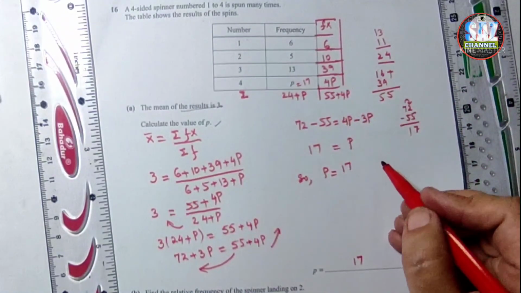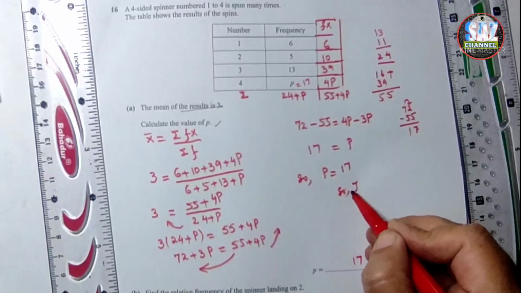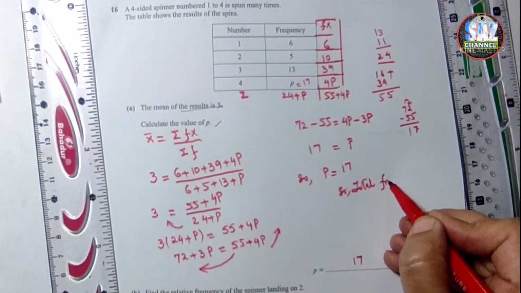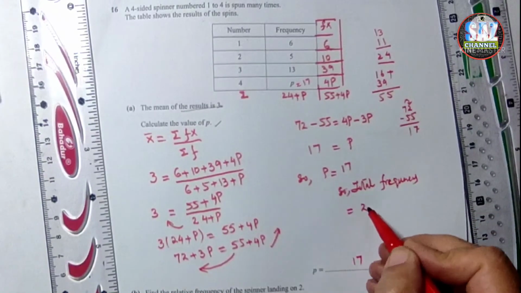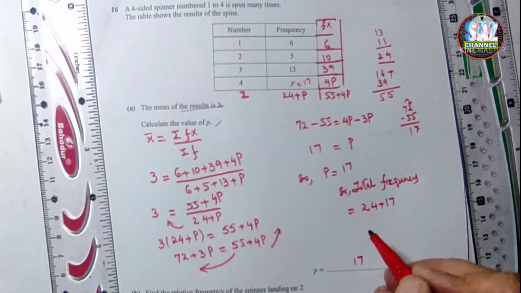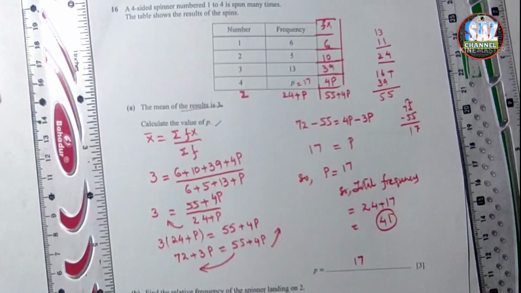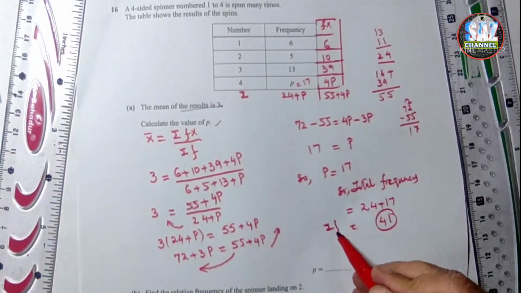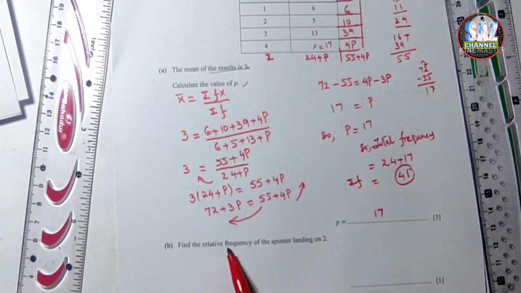It means the sum of the frequencies. So total frequencies, although not needed at this place, equals 24 plus 17, 7 and 4, 11, 41. Okay, moving to the next part, and the next part says find the relative frequency of the spinner landing on 2.